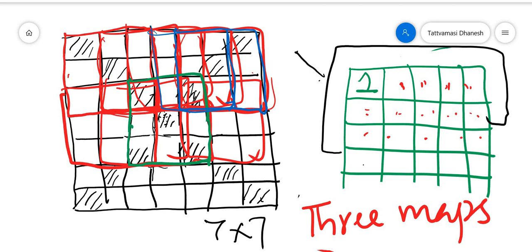How do you find out the rows and columns in that map? By the formula n minus f plus 1, where n is the size of the image and f is the number of pixels in the filter, and then plus 1. Then you will get the size of the map. If you identify 3 filters, you will get 3 maps. If you identify 10 filters, you will get 10 maps. So like this you can come up with maps. This is the process behind the convolution algorithm.